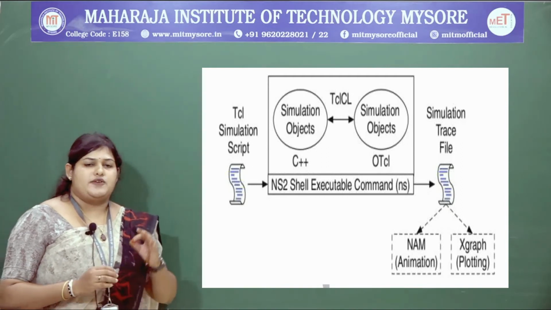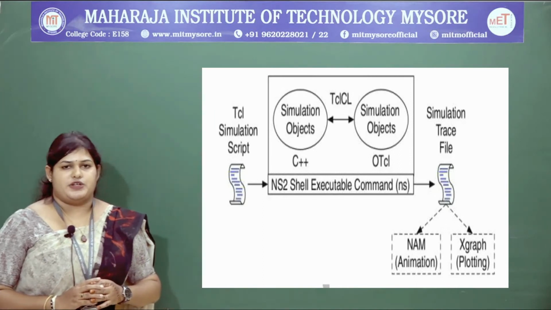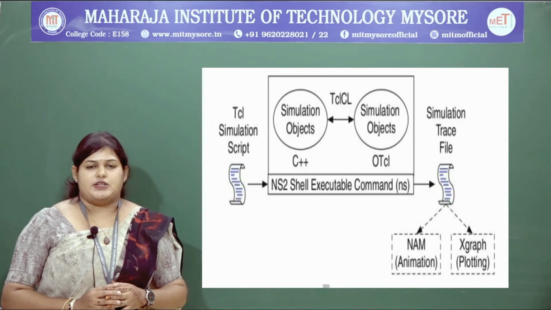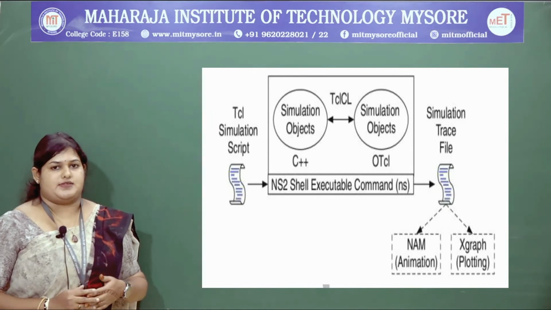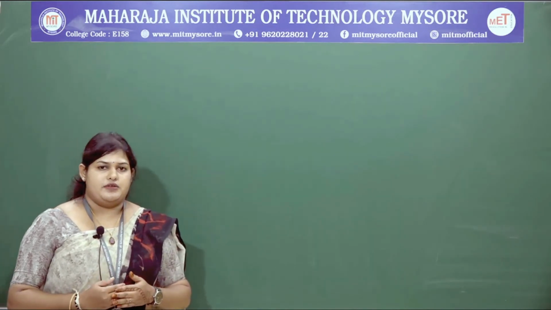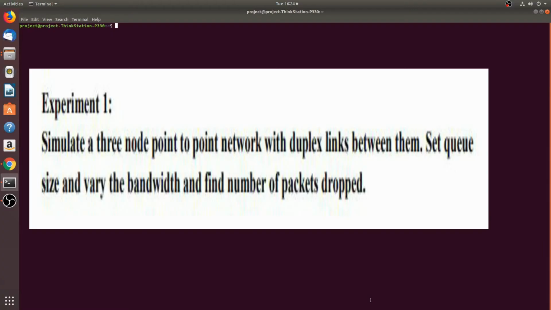Basically the very first step in the network simulator is to create the network simulation object, which in short we call NS. You will observe in upcoming programs how to deal with network programs. So we'll go with simulation experiment number 1, point to point network. The first aim is to implement a 3 node point to point network with duplex links between them, set the queue size, vary the bandwidth and find the number of packets dropped.